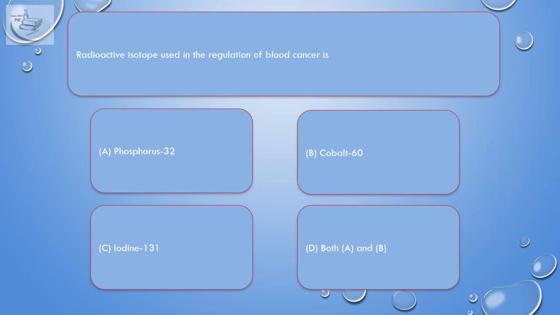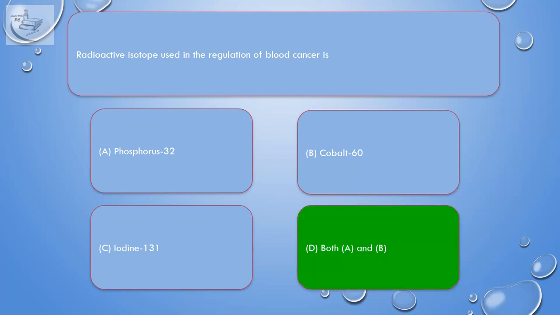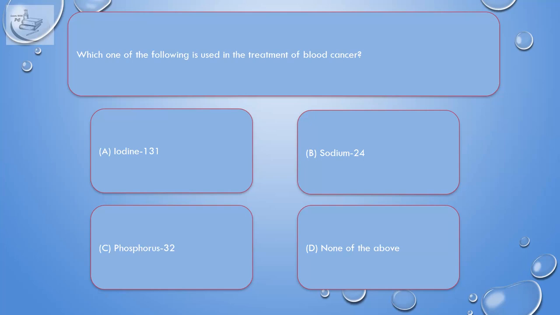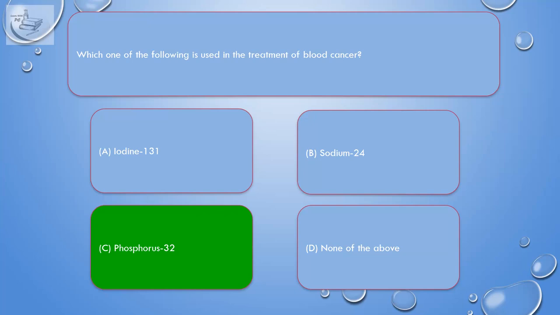Question: radioactive isotope used in the regulation of blood cancer is A. Phosphorus-32. B. Cobalt-60. C. Iodine-131. D. Both A and B. Correct answer is D. Both A and B. Question: which one of the following is used in the treatment of blood cancer? A. Iodine-131. B. Sodium-24. C. Phosphorus-32. D. None of the above. Correct answer is C. Phosphorus-32.